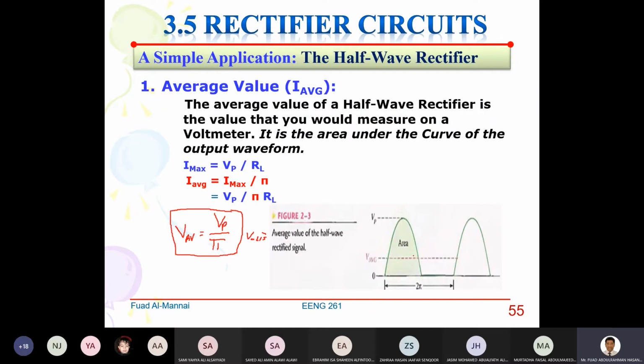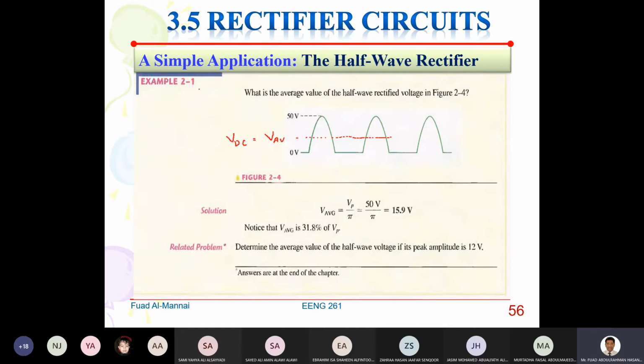The average value, as we said before, I'm repeating it again: the average value, or VDC, is equal to Vp divided by pi, or 0.318 Vmax or Vp. So remember that this is half-wave rectifier we are dealing with now, so that you guys understand it fully.